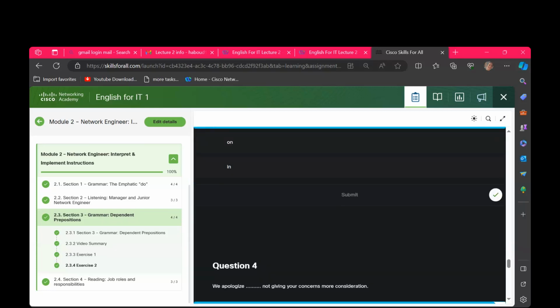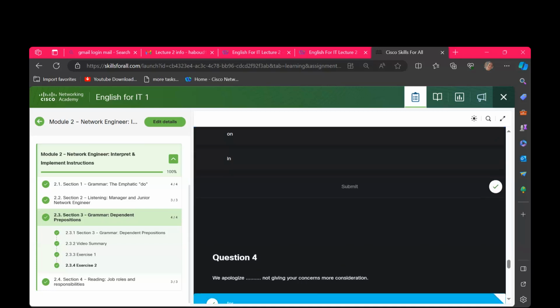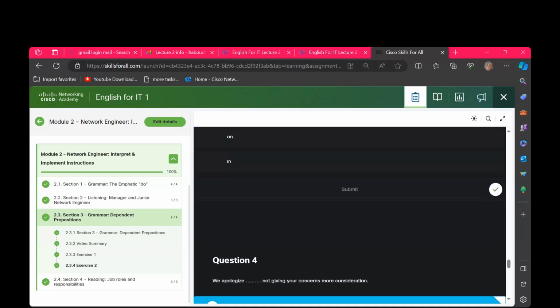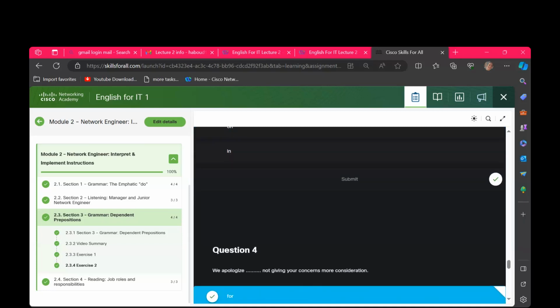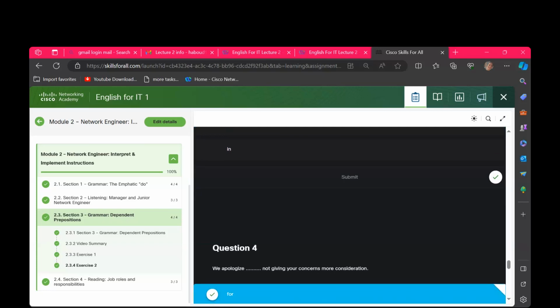Question 4. We apologize ___ not giving your concerns more consideration. Okay. Apologize يعني اعتذر. بتاخد preposition ايه؟ مين عارفها؟ We apologize. أيوة أنا سمع حد بيقولها صح. برافو. We apologize for not giving your concerns more consideration. ما اديتش لاهتماماتك أو اللي أنت قلته اهتمام أكتر من كده.